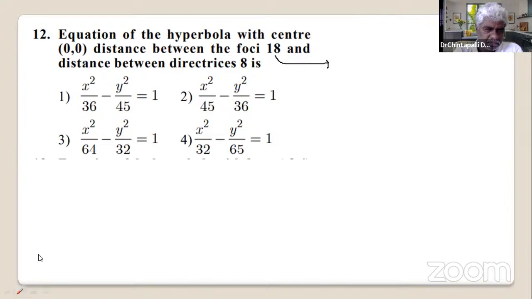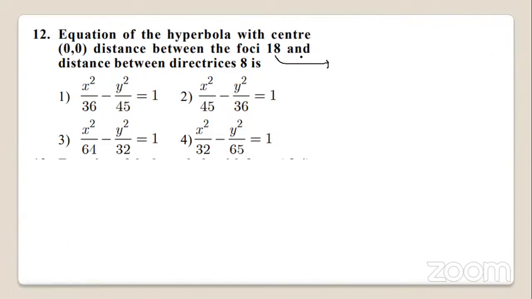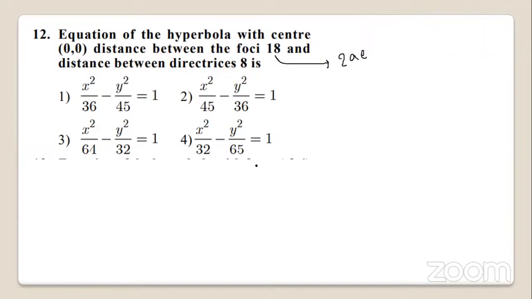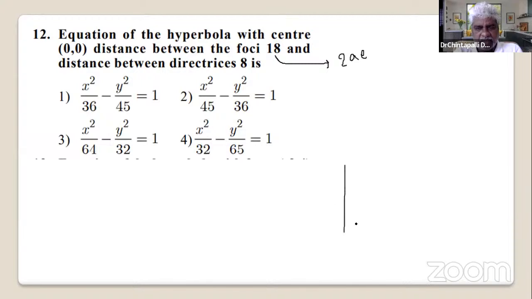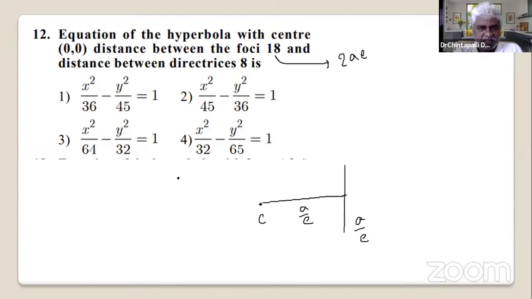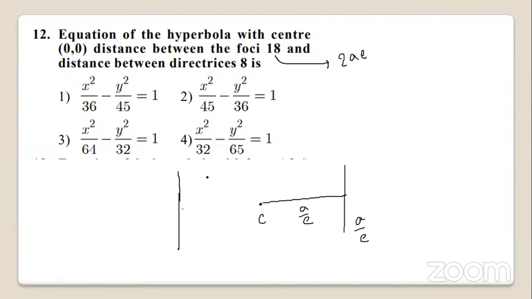a by e equals 8, sir? Very good. One directrix is at a distance of a by e from the center. Another directrix is also a by e on the other side. So 2 times a by e equals 8, and a by e equals 4.